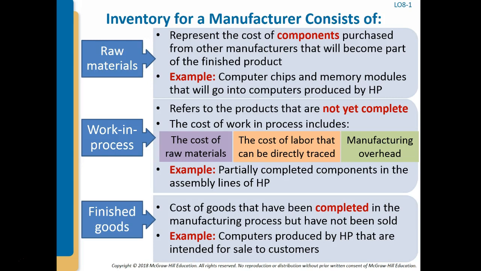Finished goods are goods that have been completed in the manufacturing process but have not yet been sold. They have reached their final stage and now await sale to customers. Their cost includes the cost of all raw materials and work in process used in production.